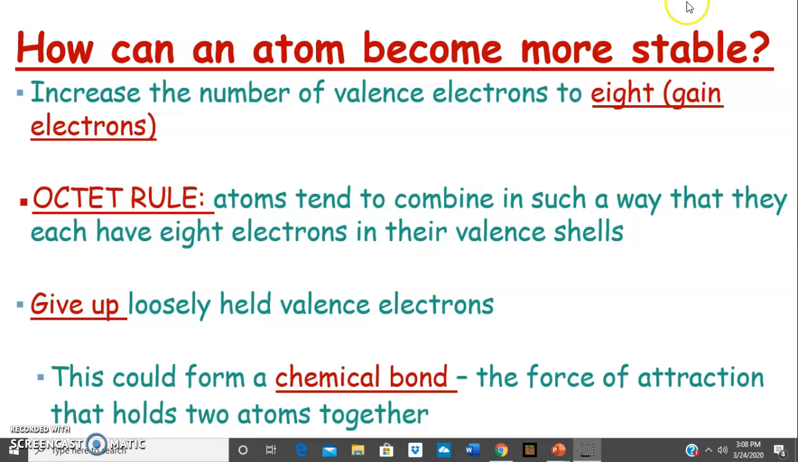All right, so how can an atom become more stable? We want to increase the number of valence electrons to 8. In order to do that, we have to gain electrons. Again, following our octet rule, atoms tend to combine in such a way that they have 8 electrons in their valence shell. They want to have 8 electrons in that outer shell. So they can either gain electrons or give up loosely held electrons. When they do that, this can form a chemical bond, which again is the force of attraction that holds 2 atoms together. It's usually done through the sharing of electrons.